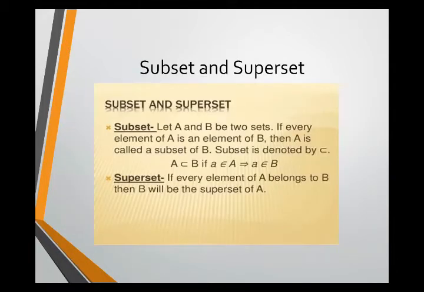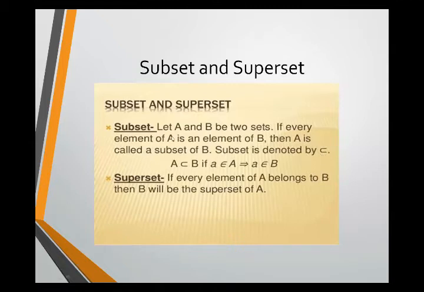The next objective of our lesson is subset and superset. Now, what are subsets and supersets? Subsets: let A and B be two sets. If every element of A is an element of B, then A is called a subset of B. A subset is denoted by this symbol. As I already told you, students, these symbols I discuss here. Please note it down: this symbol is used for subset.